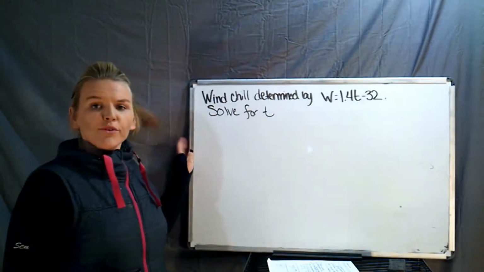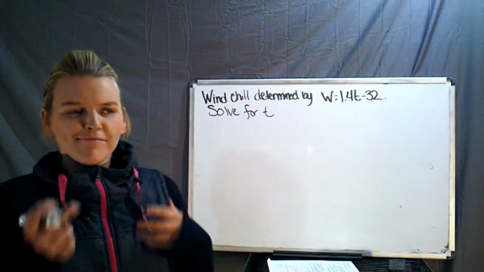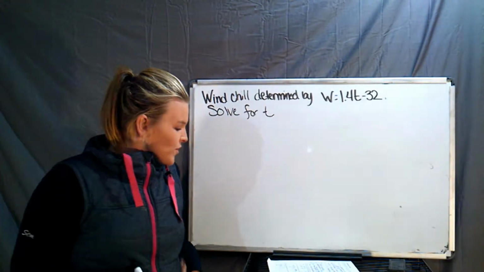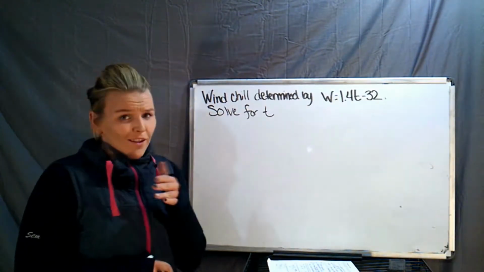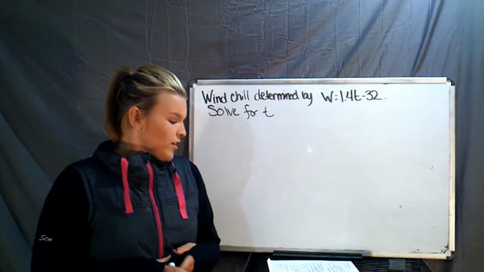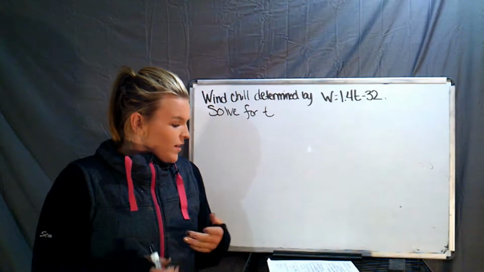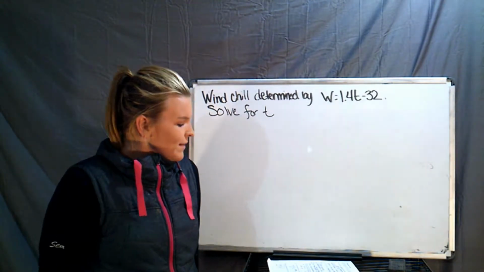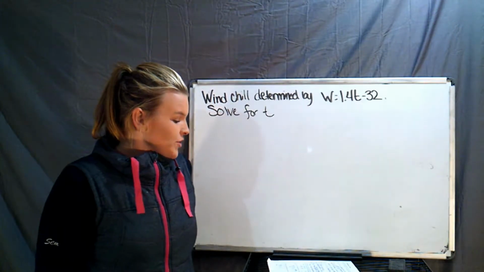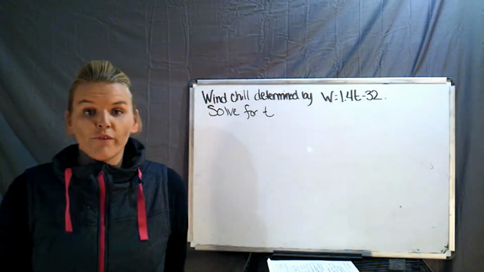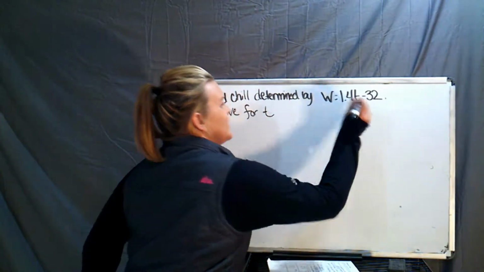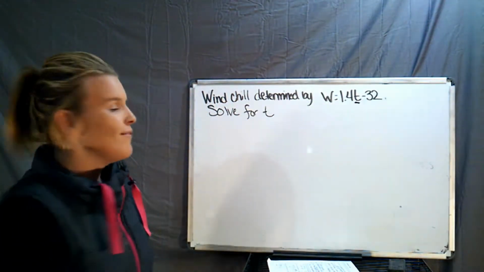Okay, so let's work through a few problems, and that's kind of the best way to figure out how to solve for these variables. Number one on the notes. If the wind speed is 15 miles per hour, the wind chill can be approximated by the formula W is equal to 1.4 T minus 32, where T is the air temperature in degrees Fahrenheit. We're going to solve this formula for T. Look at that, I identified my variable.